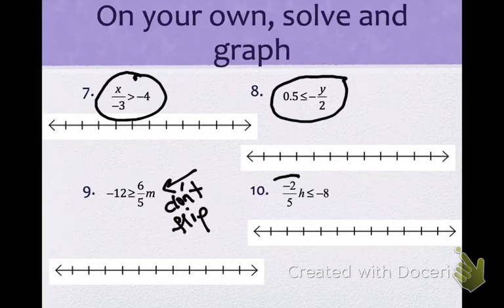On 10, you're going to flip. You want to use the inverse operation, so you're probably going to multiply both sides times a -5 over 2. So go ahead and try those. Put those in your notebook. Graph them. Put your answers in the text box on the right.